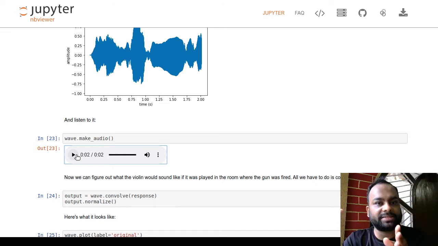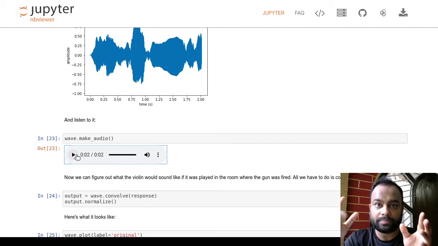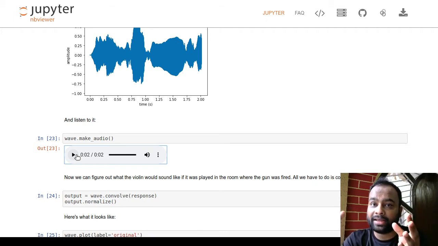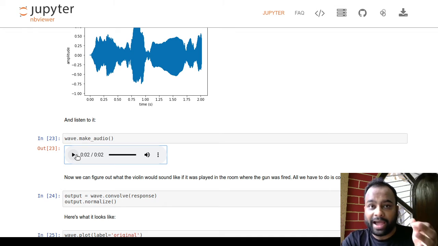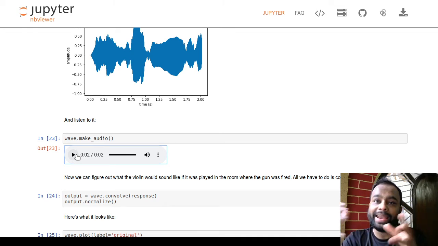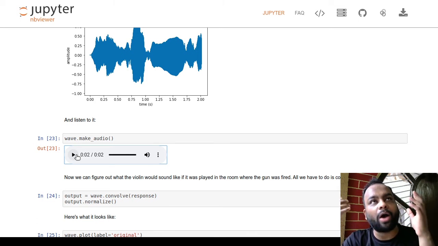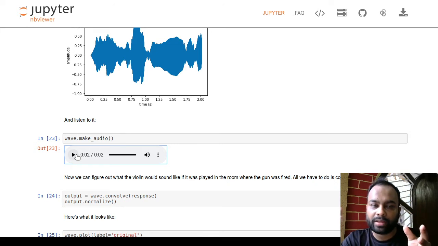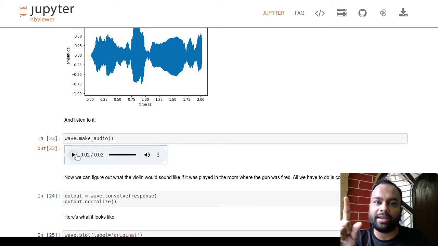I can have the impulse response of the empty hallway with me, and I can use that to generate the output, namely as if I played the violin in an empty hallway, right? So how can I hear what my violin playing sounds like in an empty hallway? I have two options. One option is to book an empty hallway, go there, play for myself. So I'll be able to hear what my violin sounds like in an empty hallway.